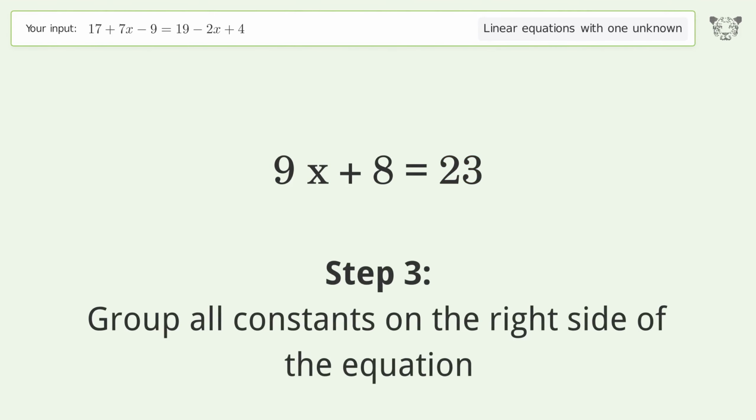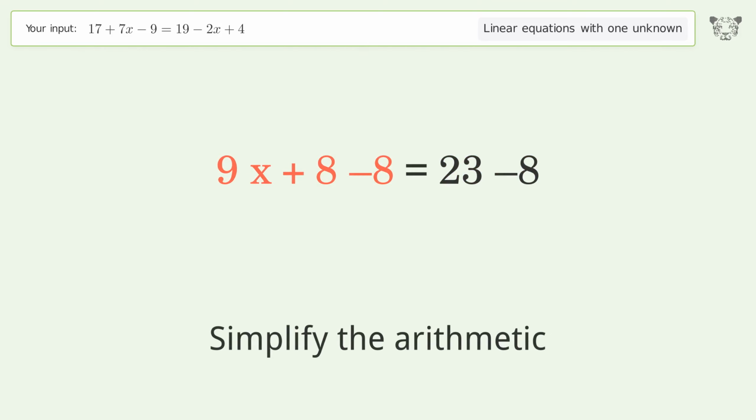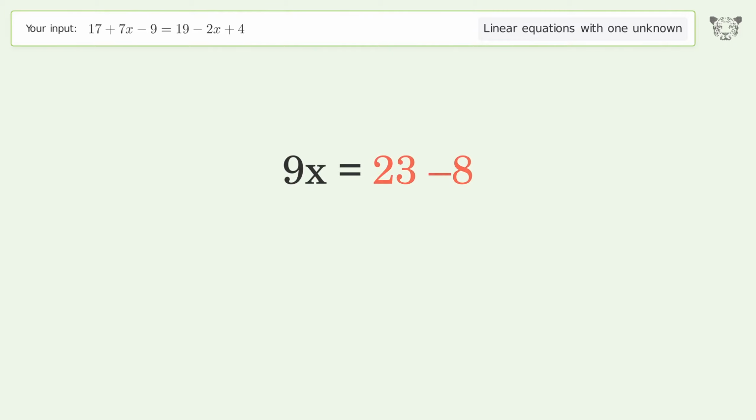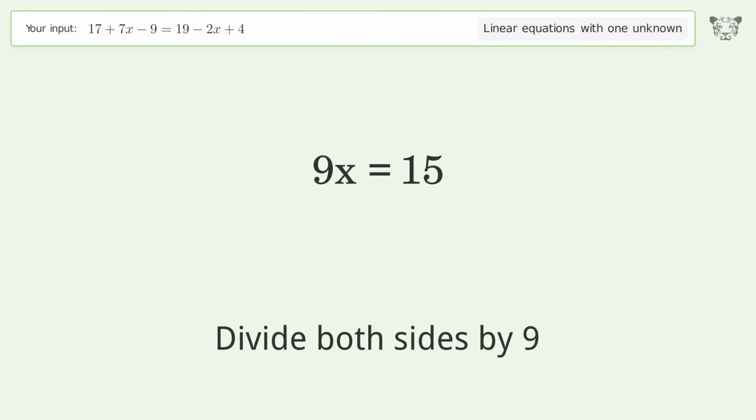Group all constants on the right side of the equation. Subtract 8 from both sides. Simplify the arithmetic. Isolate the x. Divide both sides by 9.